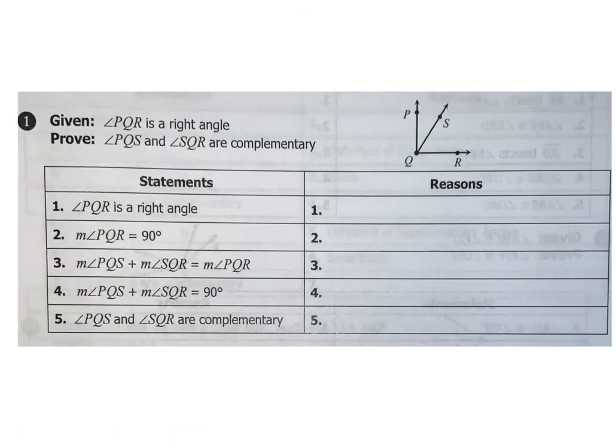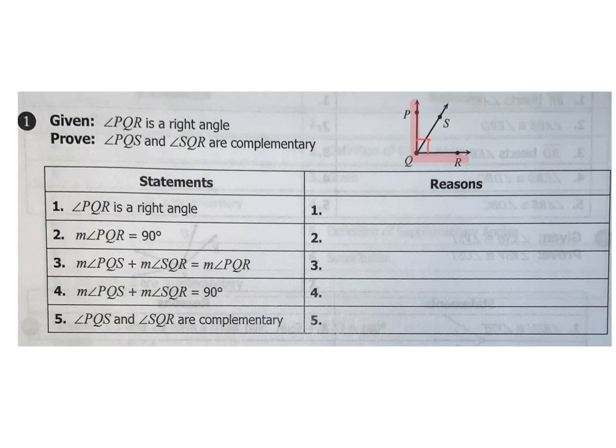So let's look at number one together. Just like in any proof, you want to figure out what you have and what you're trying to get. All right, so they've given us that PQR is a right angle. So I want to look at this figure and I'm going to say, which one is PQR? Well, PQR is this outside angle here. So they have told us that this is a right angle. They want us to prove that PQS and SQR are complementary.